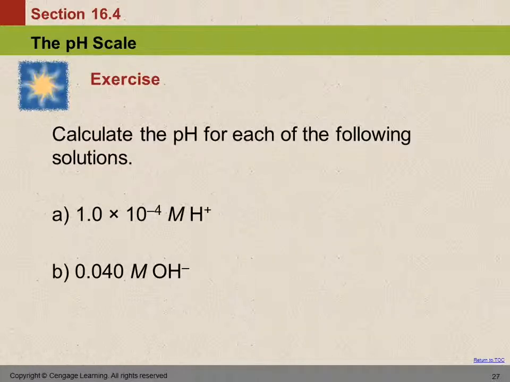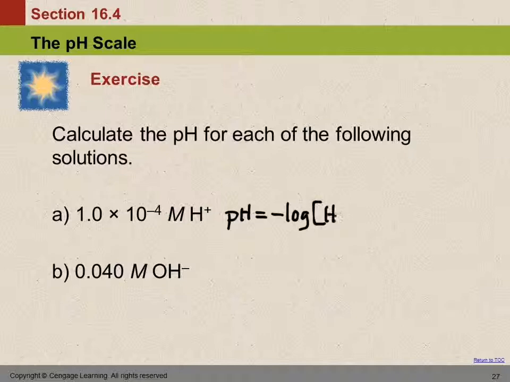So let's look at these. Let's calculate the pH for each of these solutions. This first one, 1 times 10 to the minus 4th molar hydrogen ion. I think we can probably do this one in our heads now, right? The pH is going to equal the negative log of the hydrogen ion concentration. We look at this number and the log of that number is the exponent, minus 4, and we change the sign and it becomes plus 4.